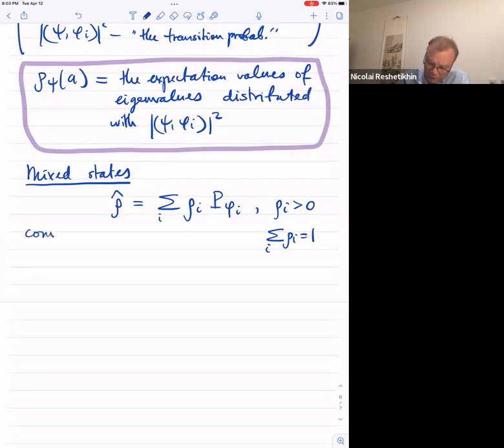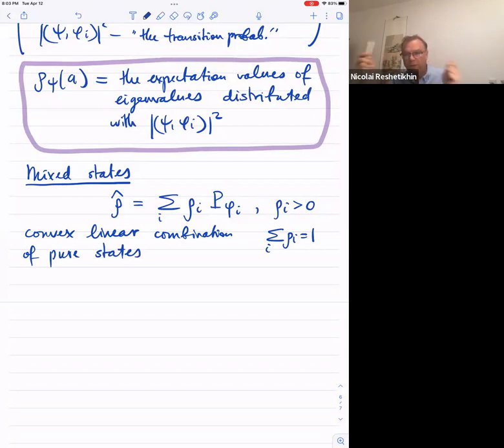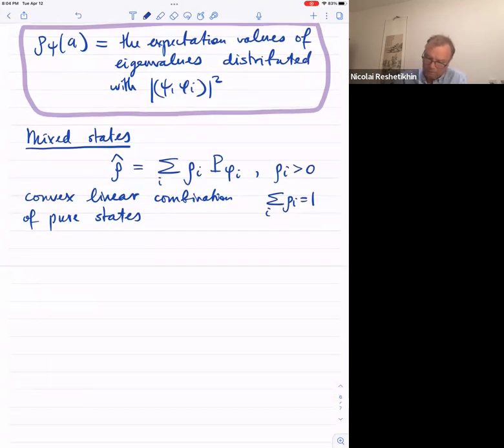So we have a convex linear combination of pure states. And when you have convex linear combinations of something, you have the extremal points of these convex combinations, and these pure states that occur here are the extremal points of this type of mixing.